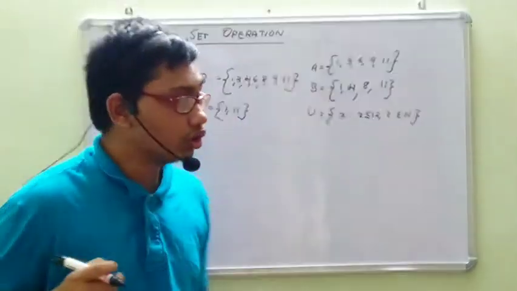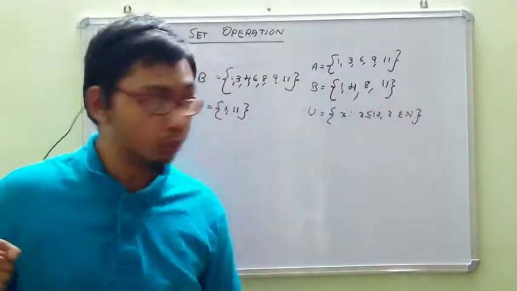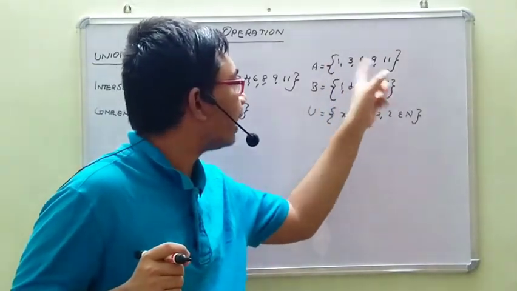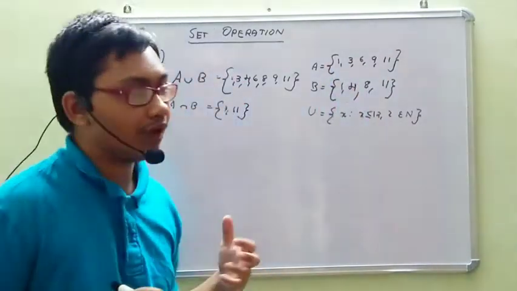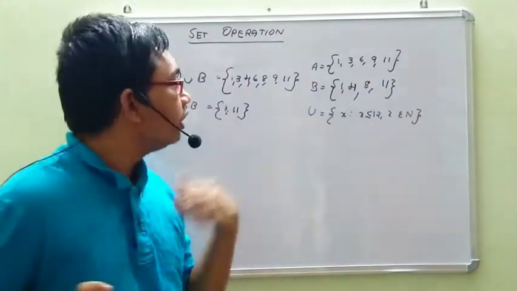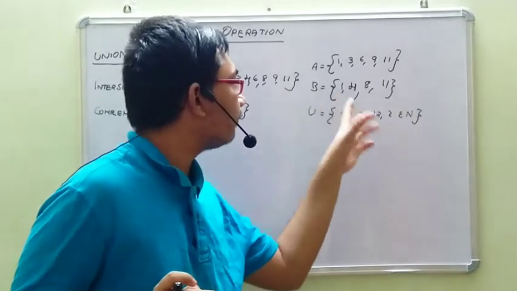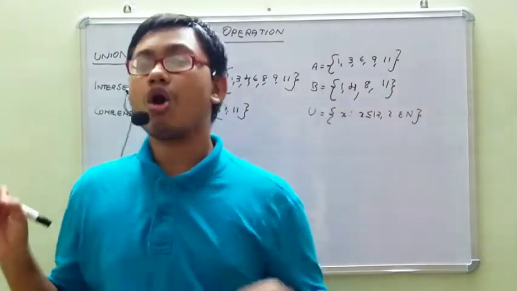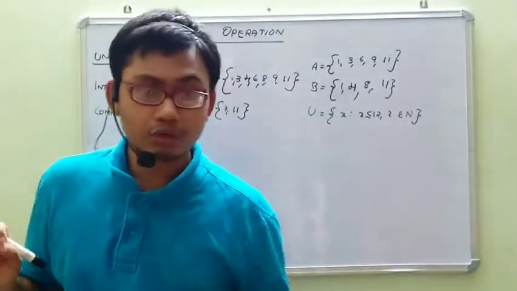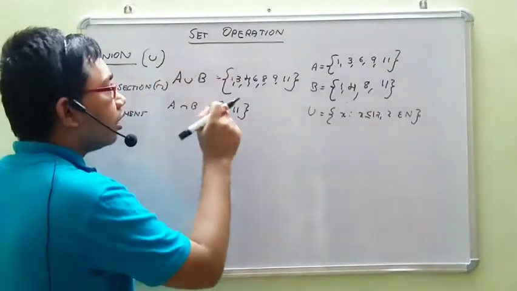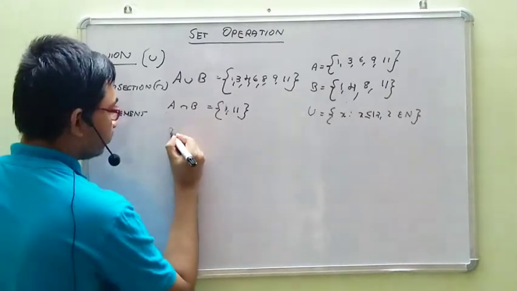So, you know the complement of A includes all those elements that are not in A but in U. That is, it includes 1, 3, 6, 9 and 11 from 1, 2, 3, 4, 5, 6, 7, 8, 9, 10, 11, 12. Similarly, B complement will be 1, 4, 8, 11. Only these elements will not be there. All other elements between 1 and 12 will be there. Okay, so now let us write A complement.